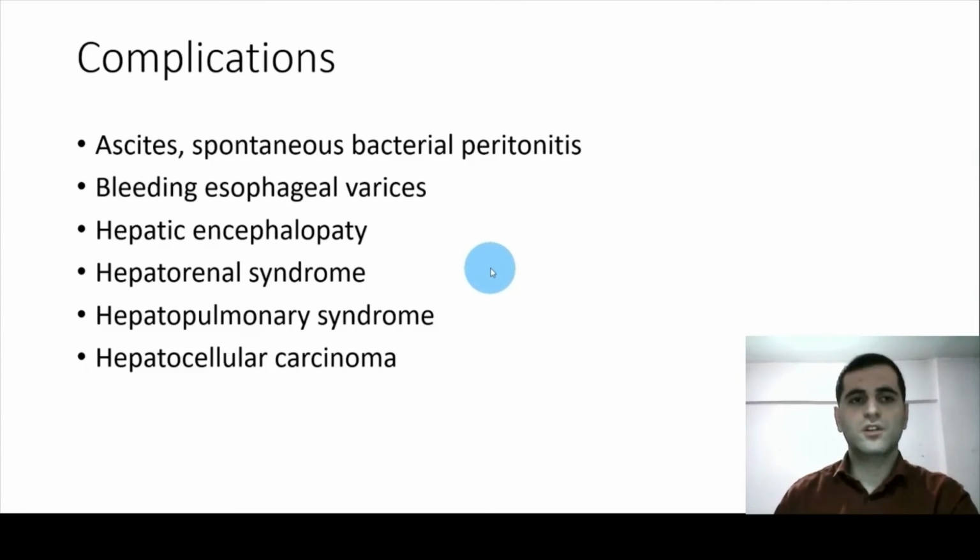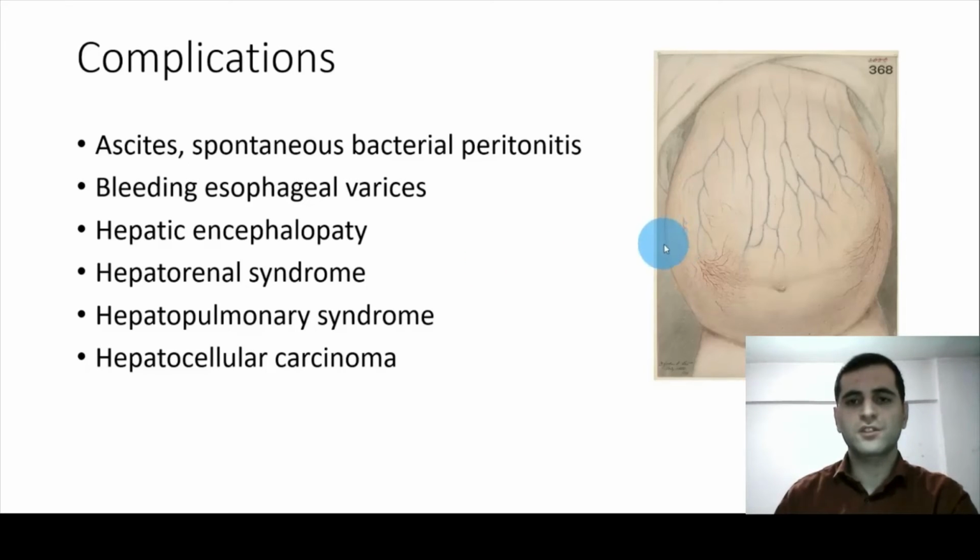Cirrhosis may cause a lot of complications, but we will talk about the most important ones. Ascites is the condition in which fluid accumulates in the peritoneal cavity, and it causes abdominal enlargement, as you can see in the picture.